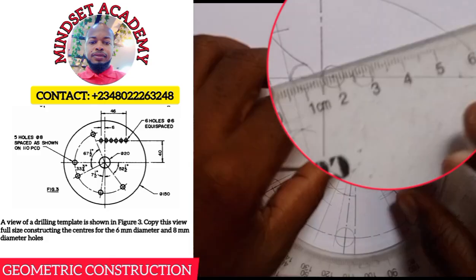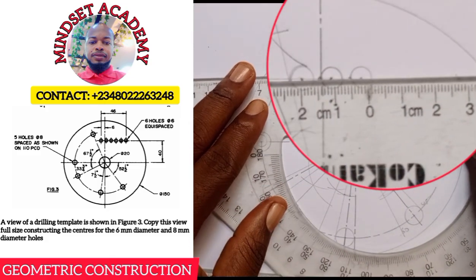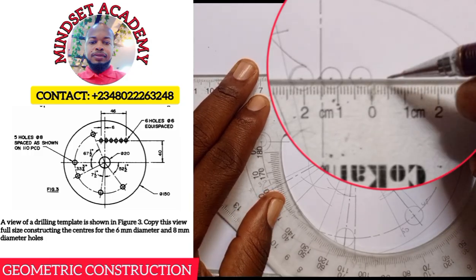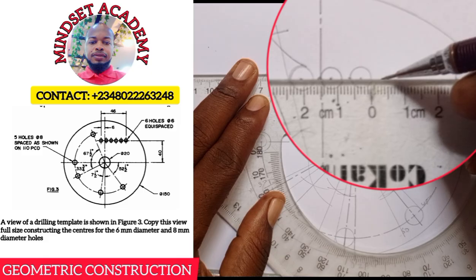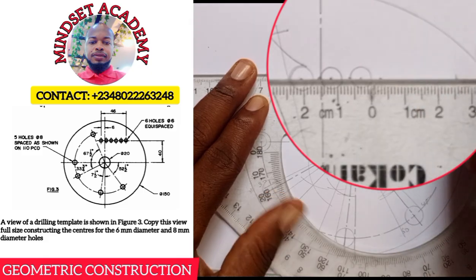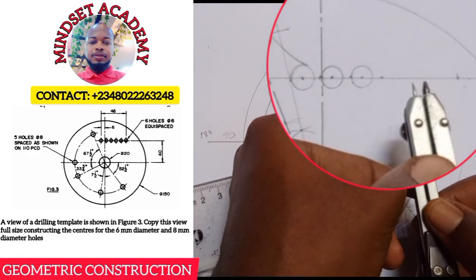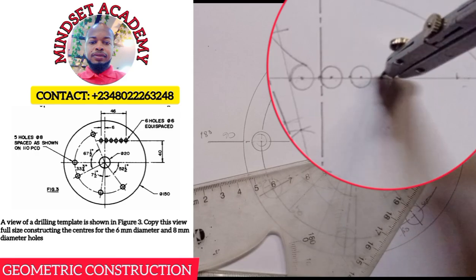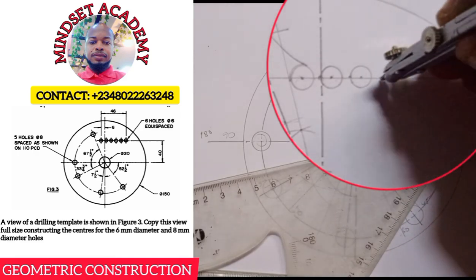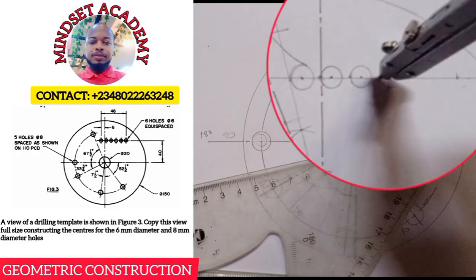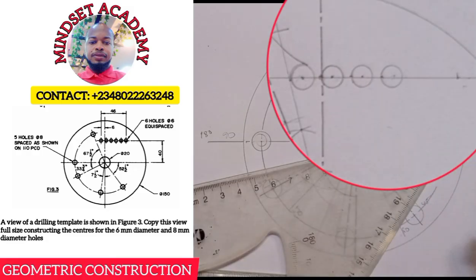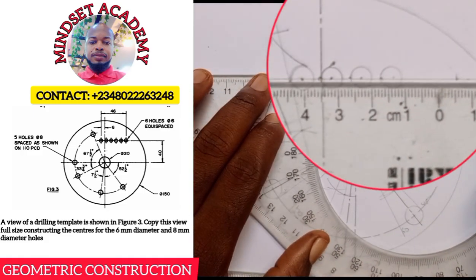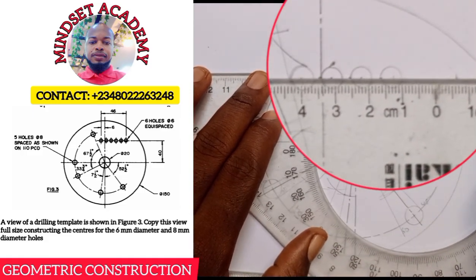I'll come again from here and do the same thing. This is 2. I'll place it here, mark, and come here and do the same thing. That is what I'll do for everything I have here. This is 1, 2, 3, 4. From here, I'll do the same thing again from the end of the circumference, starting from 1.